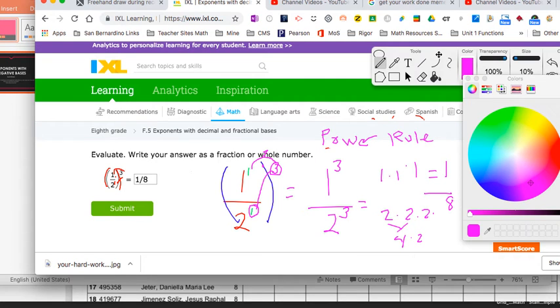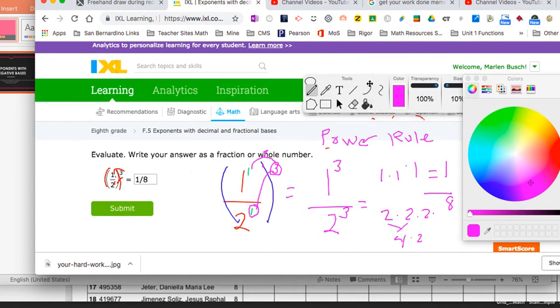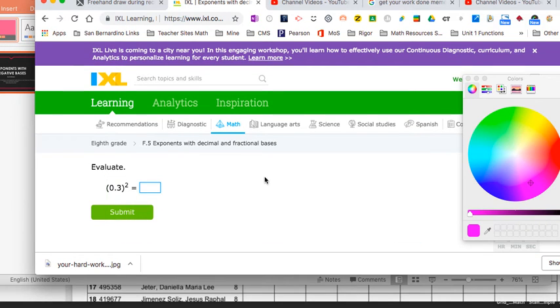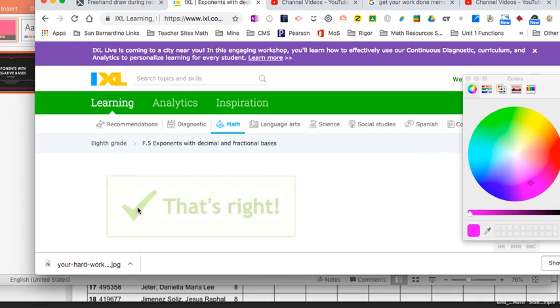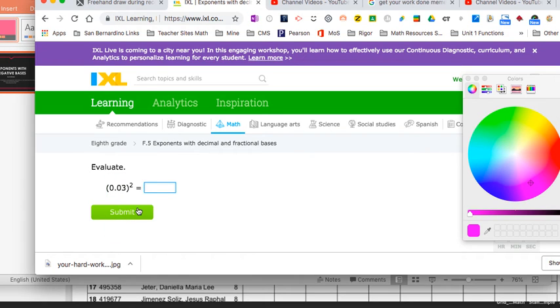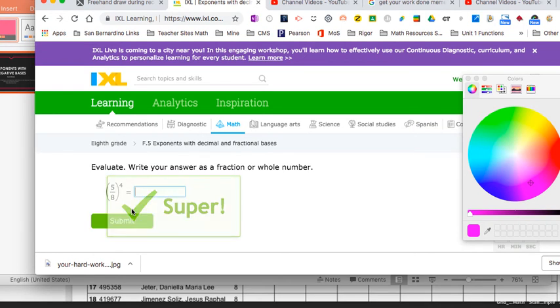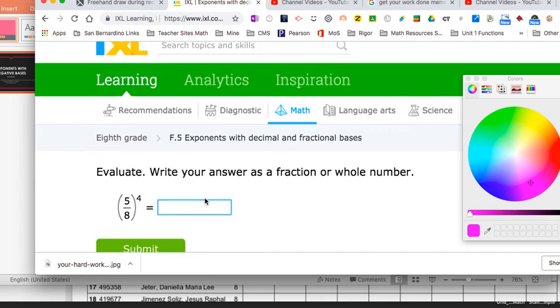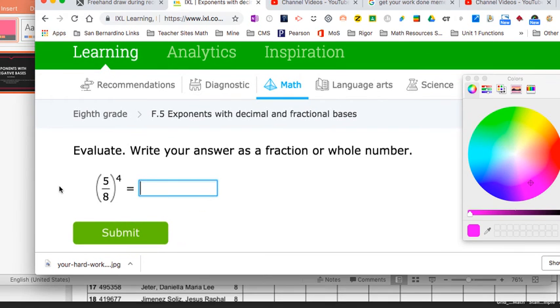Okay? All right, let's go ahead and exit this thing. Let's submit. Cool. Okay, we already did these, right? So 0.3 times 0.3 equals 0.09. Okay, same thing, 0.03 times 0.03 equals 0.0009. I noticed a pattern, I hope you do. All right, here we go. It tells you, be careful, write your answer as a fraction or a whole number. Okay, well, let's see what we get.